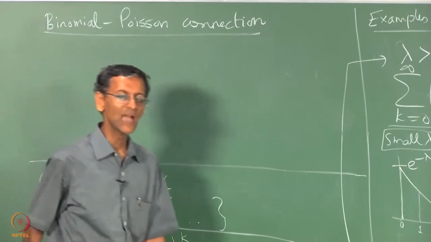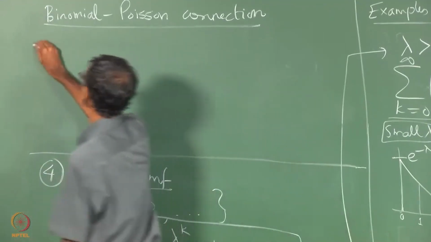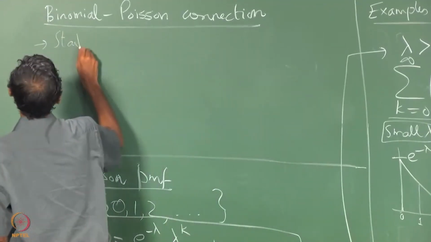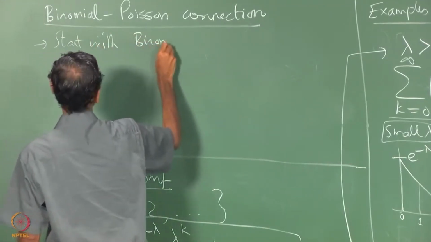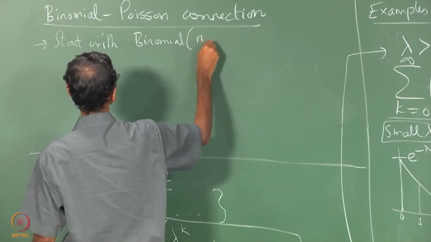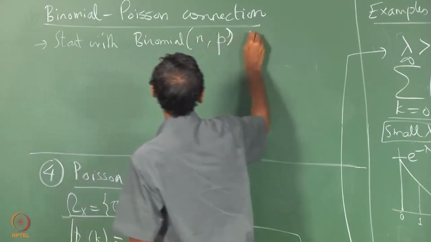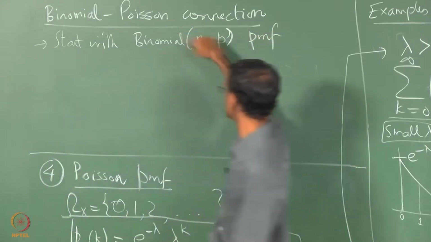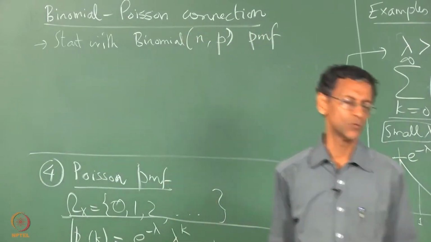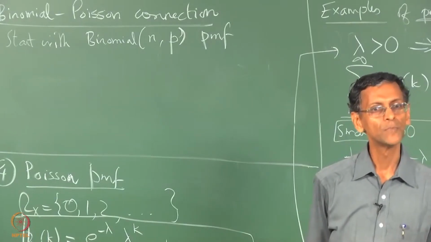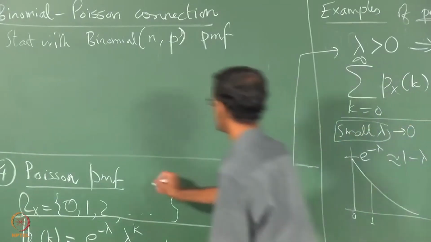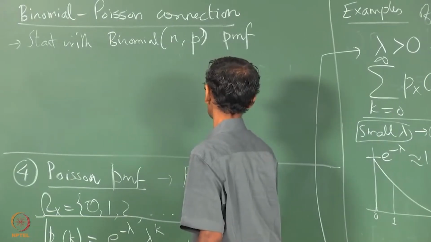So this connection happens when we start with the binomial PMF. In fact, this is a notation which is often used to describe this PMF. You just say it's binomial and you put n comma p, the two parameters of the binomial distribution, n and p. You write them, and similarly this will be Poisson. You call this Poisson lambda.